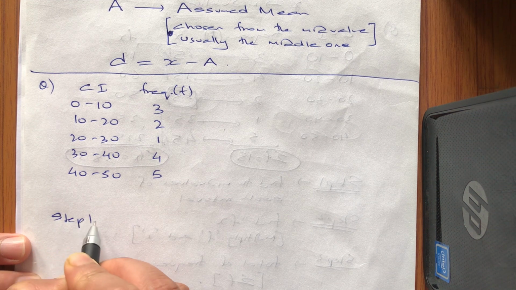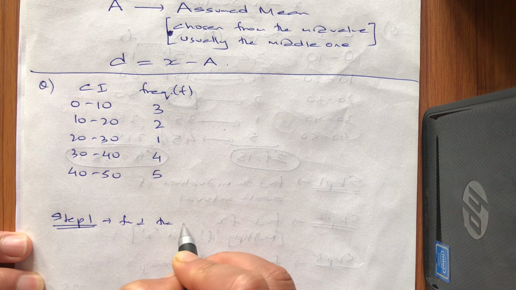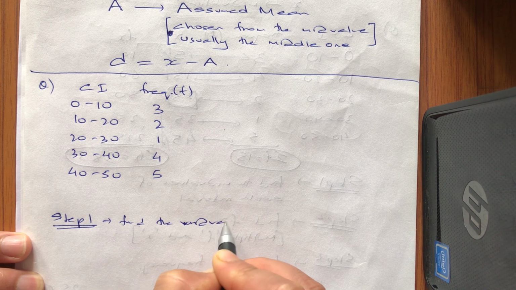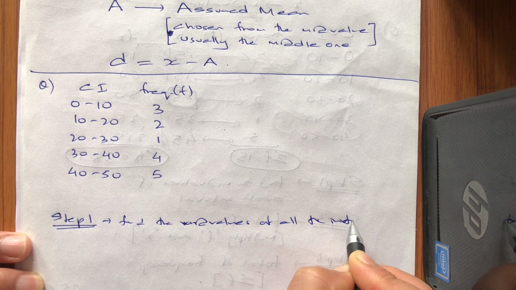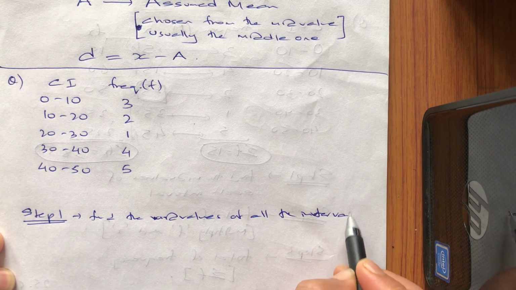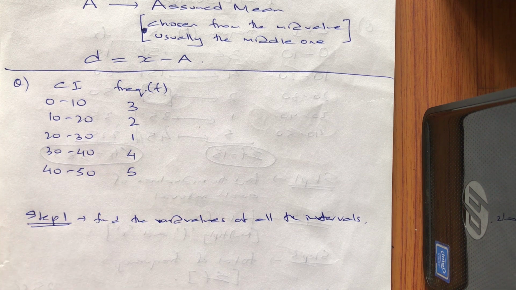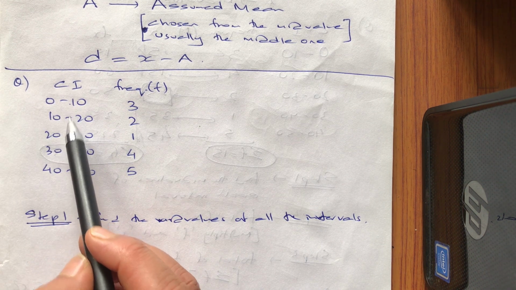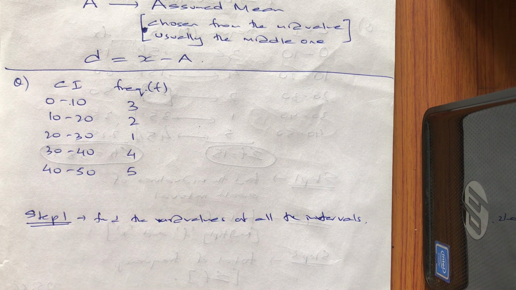Step 1. What you have to do first is find the mid values of all the intervals. Okay, you'll have to find the mid values of all the intervals. These are called the intervals. I think I've already told you in the direct method that these are called the intervals. This is called the first interval, second, third, fourth, fifth. So for each interval you'll have to find the mid values.